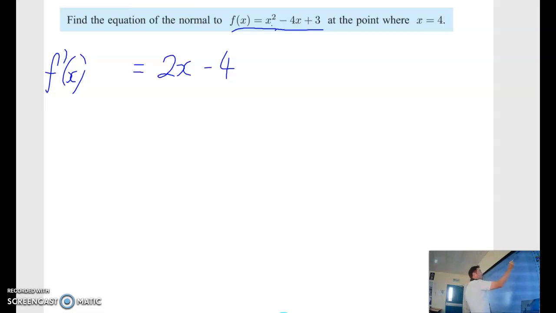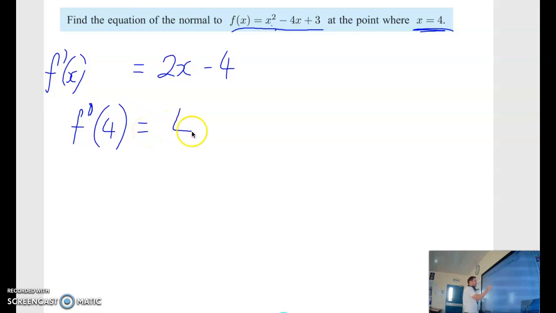So we've got the point x equals 4, and therefore the derivative at the point 4 is 2 times 4 minus 4. 2 times 4 is 8, minus 4 is 4. That is the gradient of our tangent, and I'm going to call that mt. M for gradient, t for tangent. That is our gradient of our tangent.